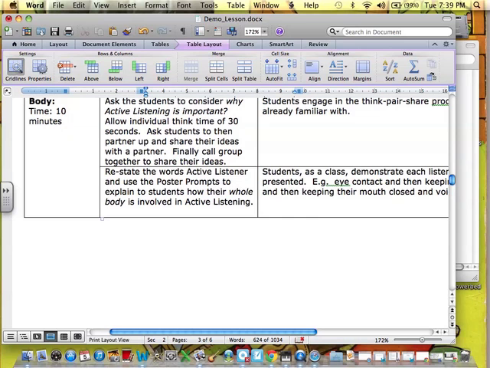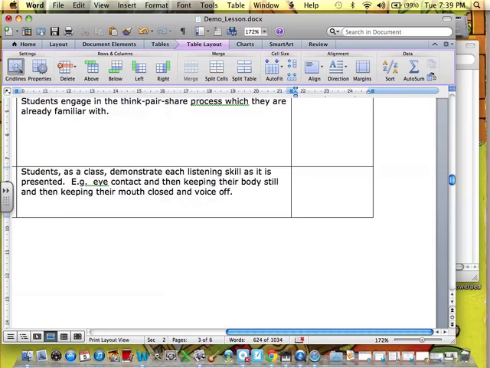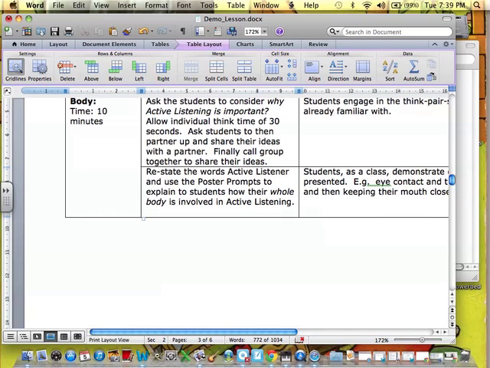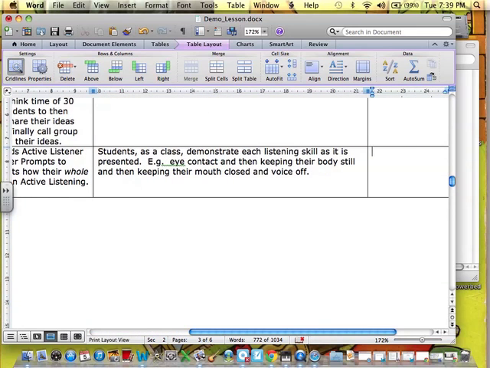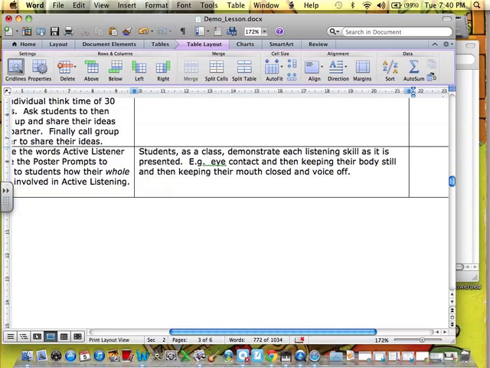Then I'm going to restate the words active listener and use my poster prompts, which I'd identify here as a resource. And I'll use my poster prompts to explain to the students how their whole body is involved in active listening. So even though I don't have those posters, I might describe them briefly over here, so there's a picture of a child with their legs crossed and a picture of a child with their fingers on their lips and a picture of a child making eye contact. So as I'm pulling out each poster, what are the students doing? They're demonstrating each listening skill, and we'd really exaggerate that.